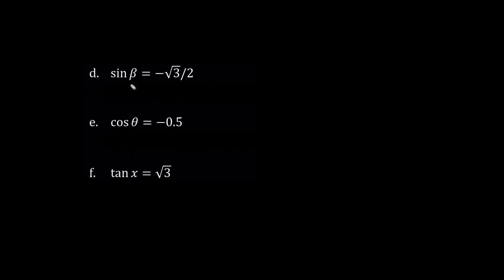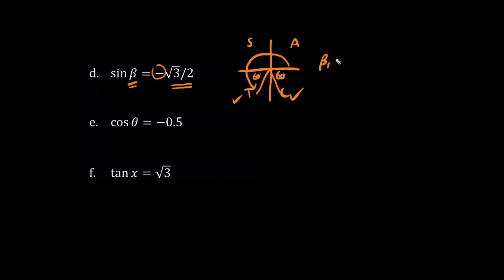Let's continue solving for the unknown angle within one full turn, 360 degrees. So we have sine of some angle beta equals negative root 3 over 2. Haya, ASTC. Sine is negative in these quadrants. As for the special angle, sine of what is root 3 over 2? We're talking about 60 degrees. So 60 degrees, and we just run the track. 180 plus 60, beta 1 equals 240 degrees. And beta 2 is 360 minus 60, which is 300 degrees.